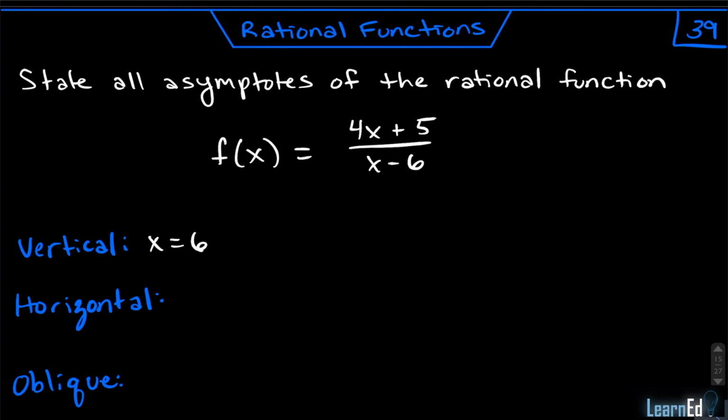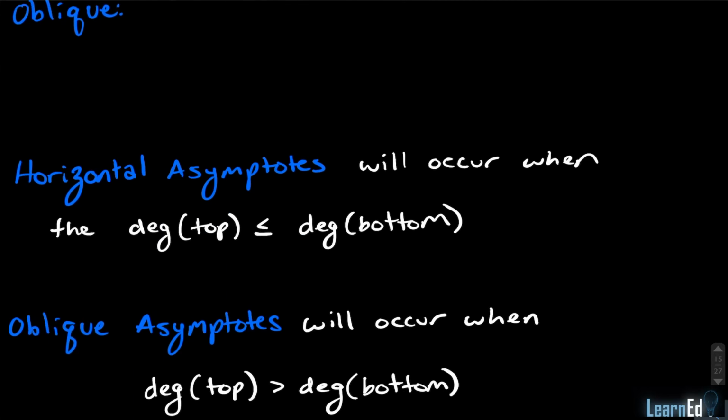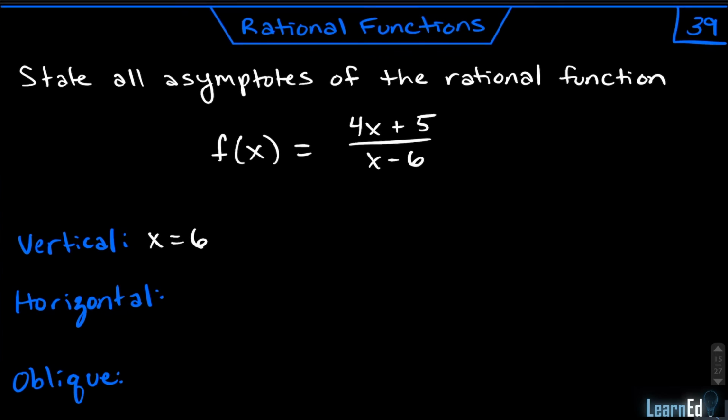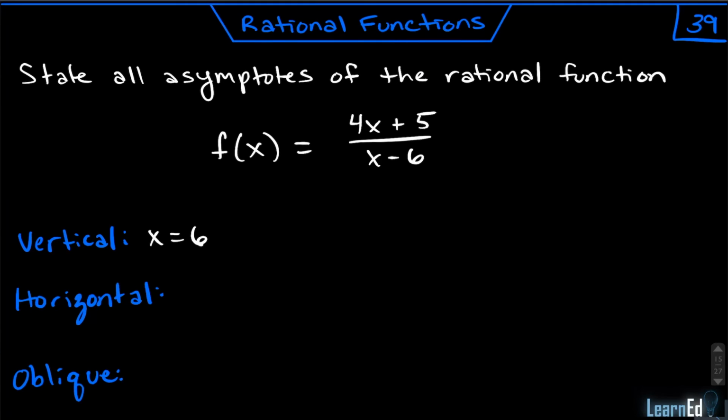Basically the idea, and this is actually something good to write down, and that's why I wrote that down right here: horizontal asymptotes are going to occur when the degree of the top is less than or equal to the degree of the bottom. For those of you that don't know what degree is, the degree of the top is the highest power of x in the top. So here that's 1, right? Because you can think of this 5 as 5x to the 0.